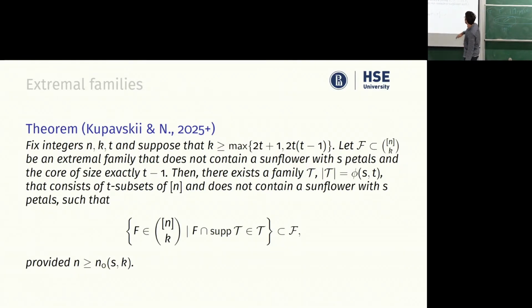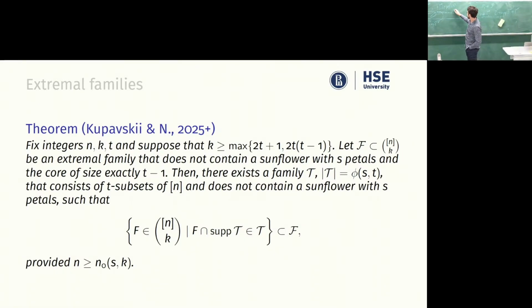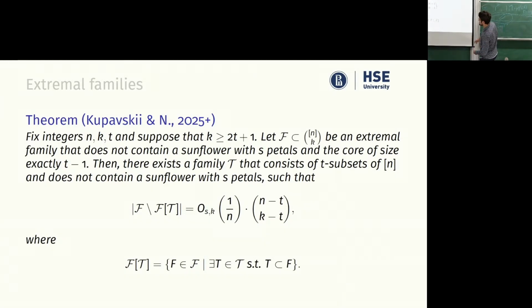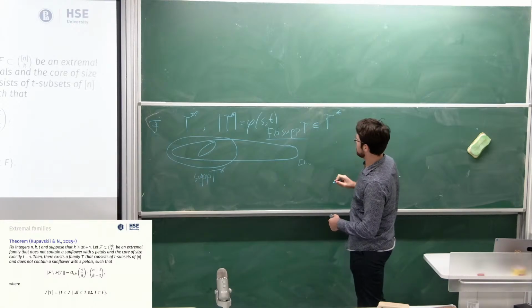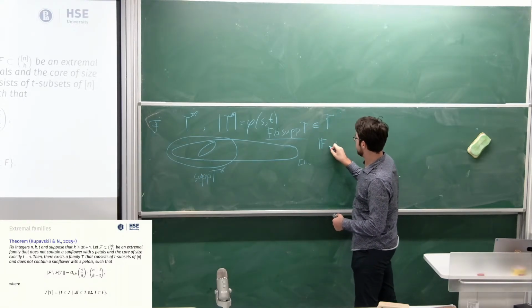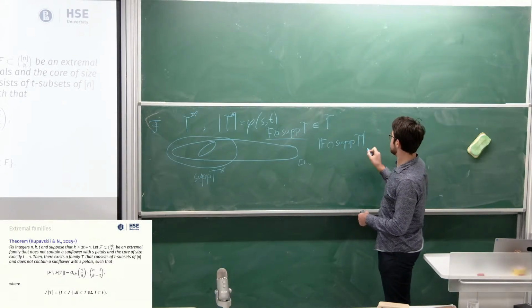We can. So if we impose additional requirements on K, so now K is quadratic in T, we can prove that the extremal example from Füredi and Frankl's paper is contained in the extremal family F. We can prove even more: if F from our extremal family intersects the support of T, where T is a family which covers our family F, then we either have this set belonging to T, or F intersected with the support of T has size at least T plus 1.